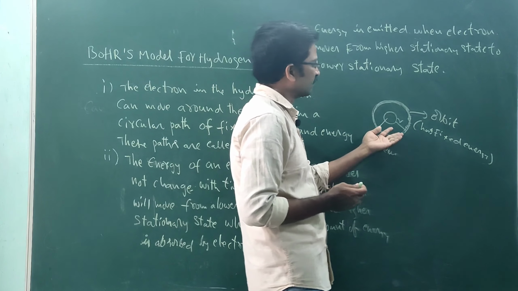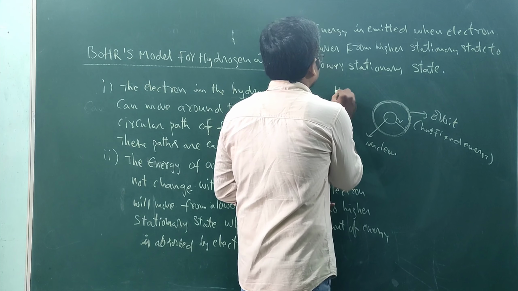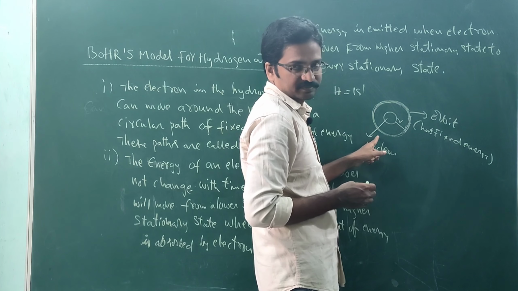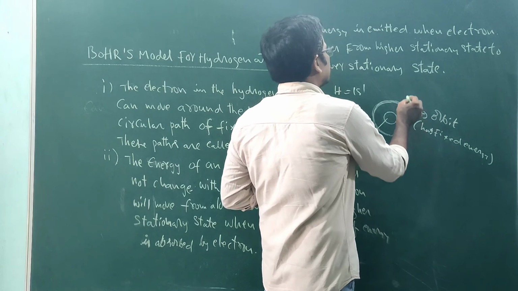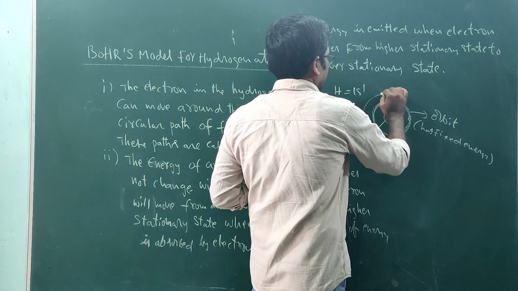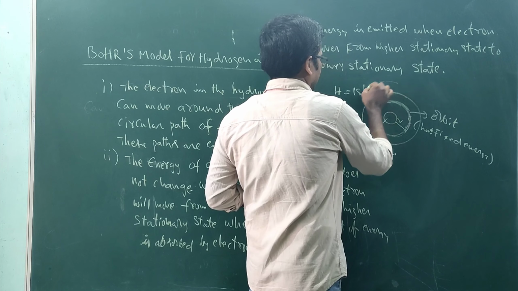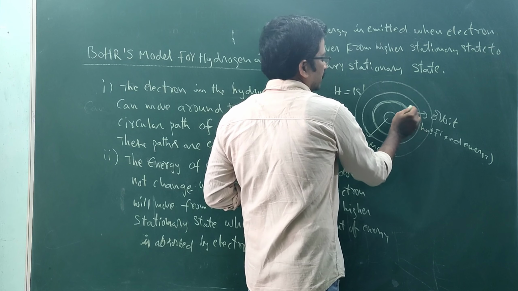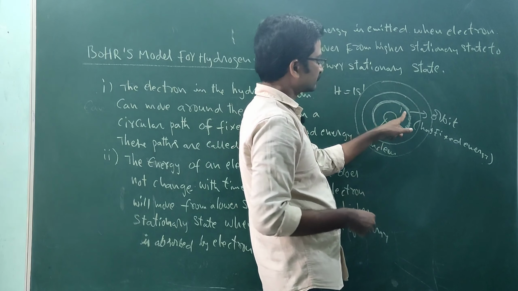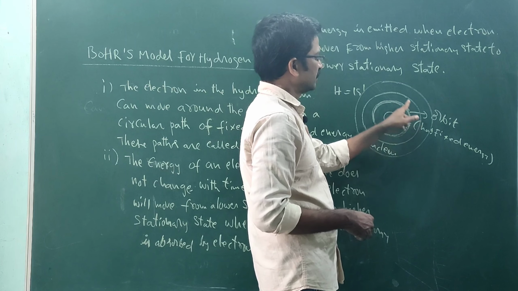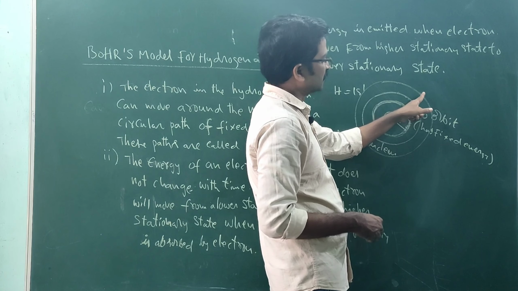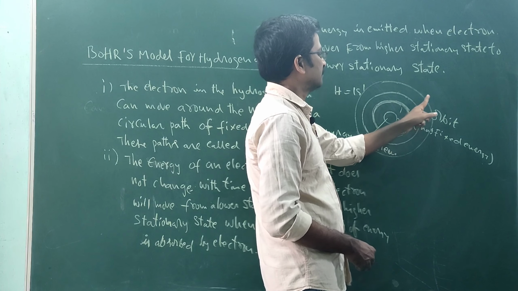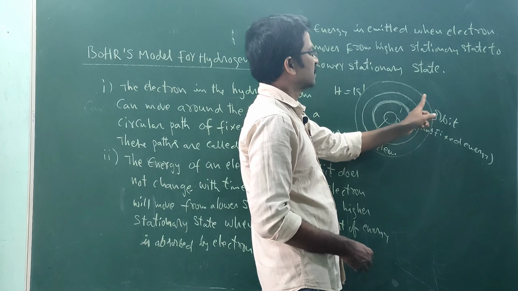Here in the hydrogen atom, let us take the electron configuration for hydrogen, 1s1. One electron is present, and it circulates like this. There are other orbits also present, like this, but the electron is present only here. This path and this path are also called orbits: the first orbit, second orbit, third orbit.